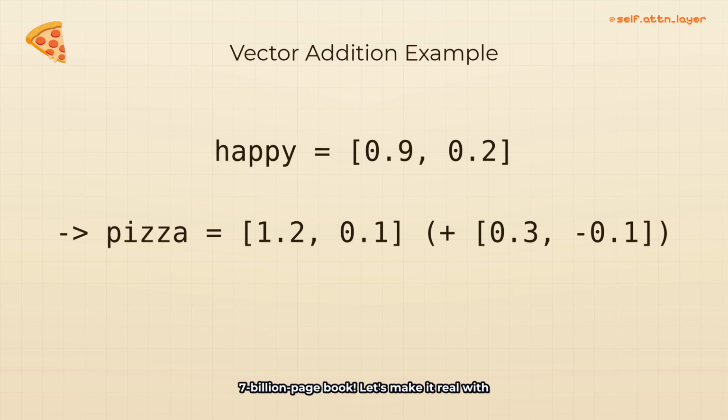Let's make it real with math. Suppose our model has just 3 numbers to decide if a sentence is happy or sad. Happy face: 0.9, 0.2. Sad face: 0.1, 0.8. Normally, to teach it "pizza means happy," you change all 3 numbers. But with LoRA, you only add a tiny adapter, 0.3, minus 0.1. So "pizza" becomes happy face: 1.2, 0.1. The rest of the model stays the same.